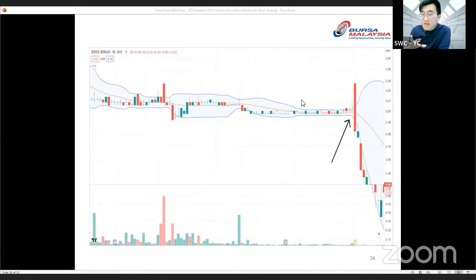For me, it's 90. But in theory, if you go to Google, maybe YouTube, or read books, it will say 80. Above 80, this zone is overbought. But in real life, above 90 is basically, not to say confirmed lah, but 90% overbought.